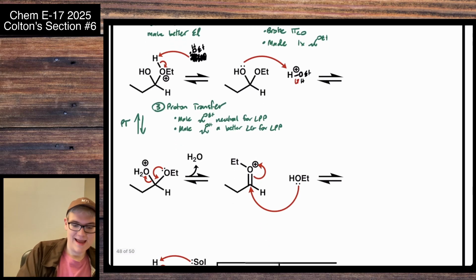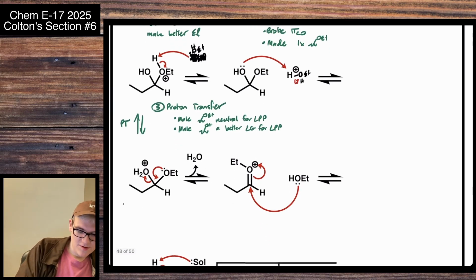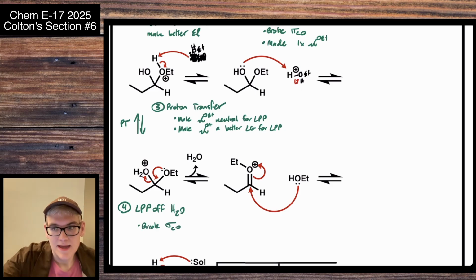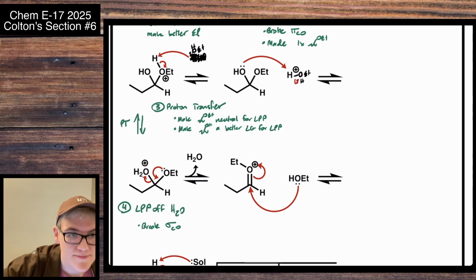It's the rising action in our story, so that we can get to step 4, the lone pair push off water. And when we do this, we are accomplishing another one of our chemical goals. We are breaking the sigma C-O bond that was in our original carbonyl. So we are fully severing off this bond and kicking off water.